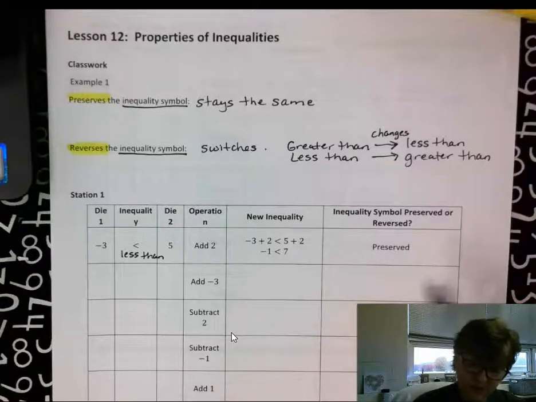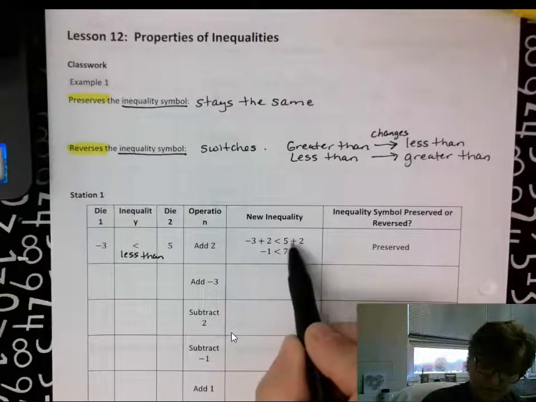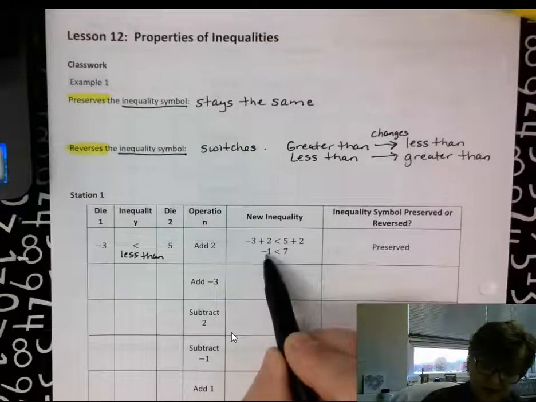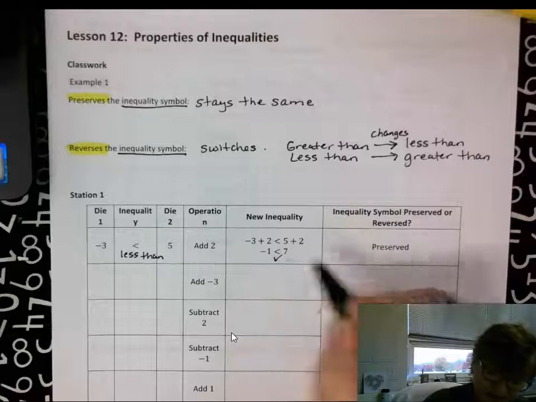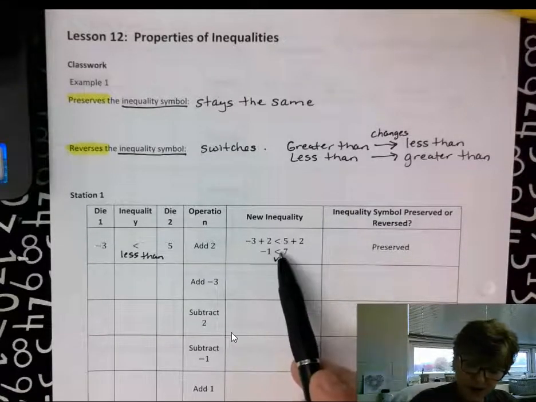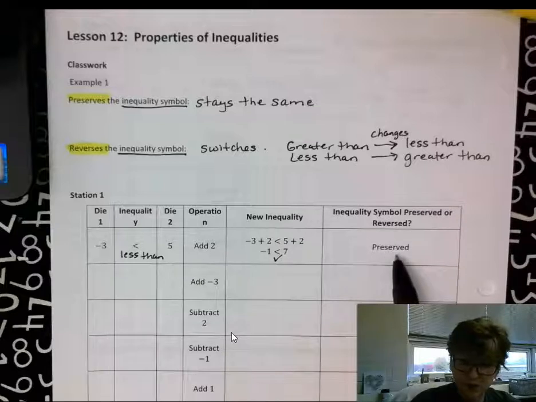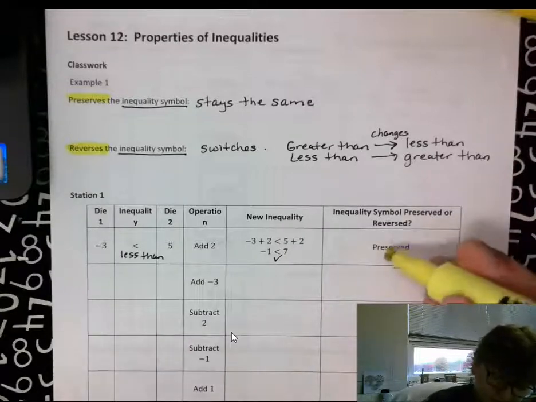And we're going to check and see if that's correct. -3 plus 2 is -1. 5 plus 2 is 7. -1 is less than 7. So there, notice that my inequality symbol stayed the same, therefore it was preserved. I'm going to highlight that again.